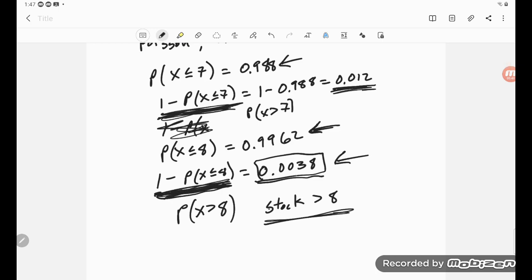And that probability, that 0.0038, doesn't come from stocking 8. It comes from stocking 9. Okay, because of this 1 minus thing here. So the answer is that you want to stock greater than 8. All righty, so there's number 1.